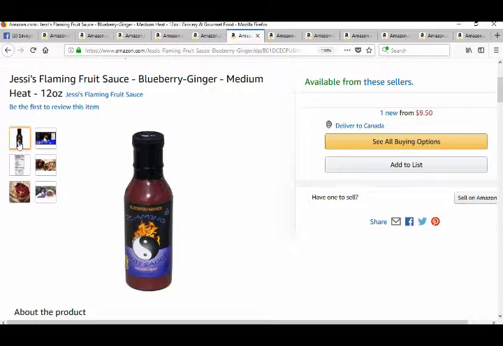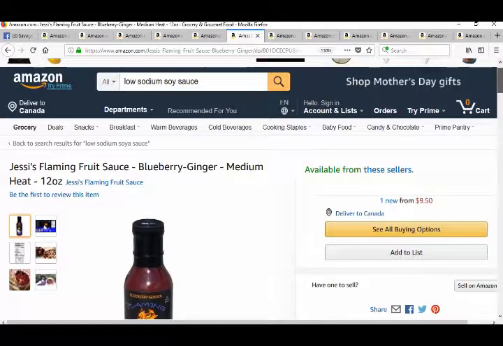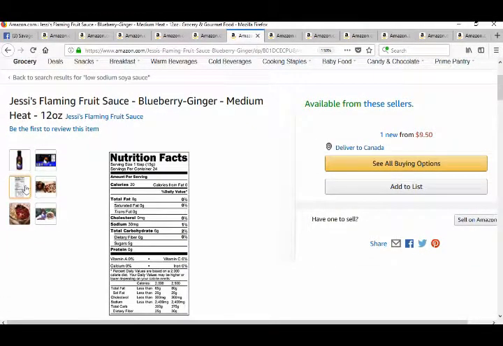So here's another one. This is Jesse's flaming fruit sauce, which is available. It's blueberry ginger, medium heat. Looks like a pretty good product. I'm going to click on here, and this is probably one of the more questionable ones as well. It looks good. I'll bet you it tastes amazing. It's got 20 calories. It has 0 fat, but it has 6 grams of carbs, 5 grams of sugar. That's starting to chip into your caloric intake a little bit, albeit not super significantly. If you had maybe 1 tablespoon, this might not be the worst, but there's definitely better products out there that you could use. I would put this on the be very cautious list, but in a pinch, it would work.